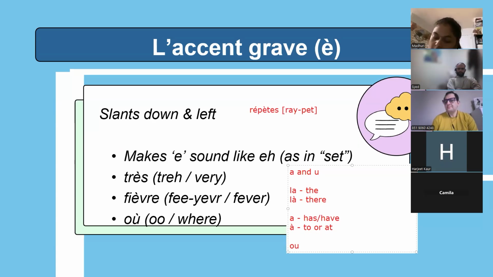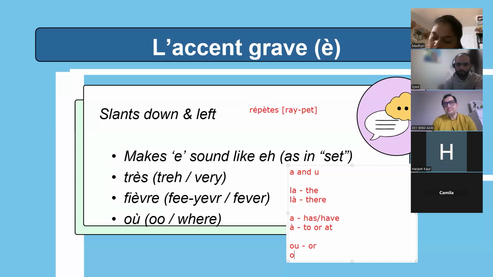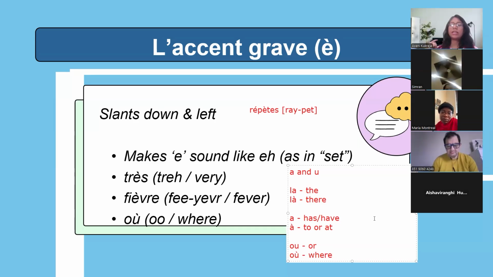When it comes over U, it can change the meaning, not always, but it can. Like ou in French is pronounced as U, but the translation is or. But if I place an accent on U, où, it translates as where. I'm repeating this accent grave once again. If this accent comes over E, it makes the sound of E sharper. But if it comes on A or U, it does not change the pronunciation, but it can change the meaning of the word.